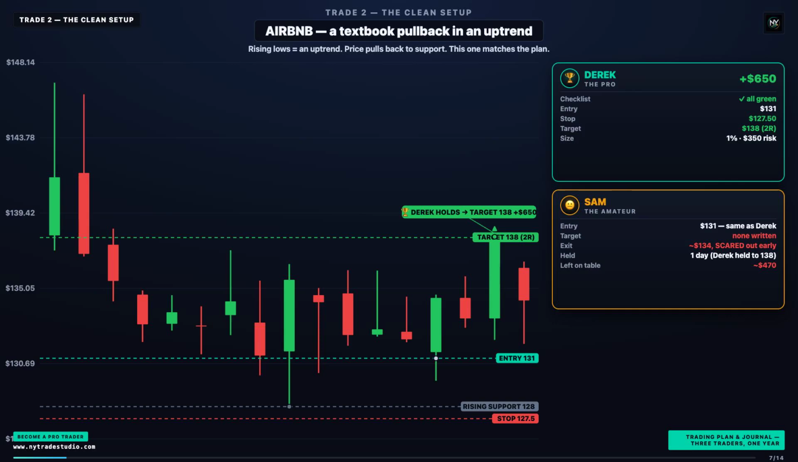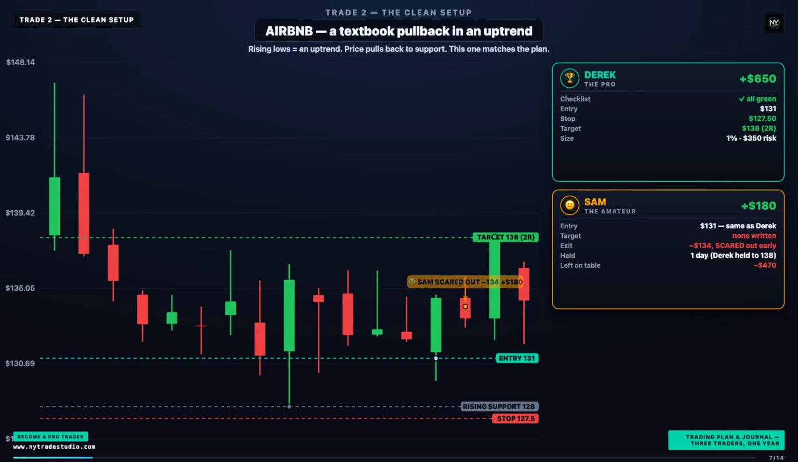Sam buys the exact same trade, in at 131 right next to Derek, but Sam never wrote down a target. So the moment the trade goes green and price ticks up to around 134, fear takes over. He is terrified the little profit will evaporate, so just 1 day later he grabs a tiny $180 and runs, selling way down here while the move is just getting started. That is the classic amateur mistake. Sam cut his winner short out of pure fear and left about $470 on the table.